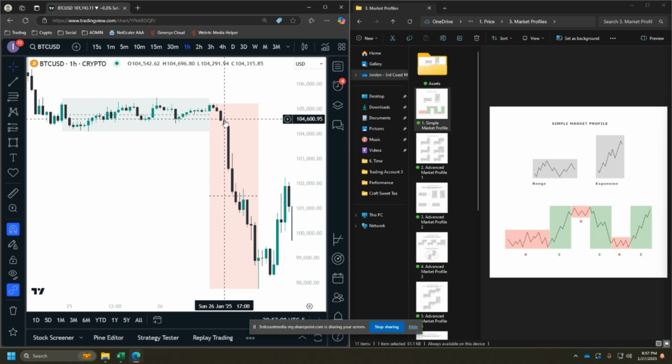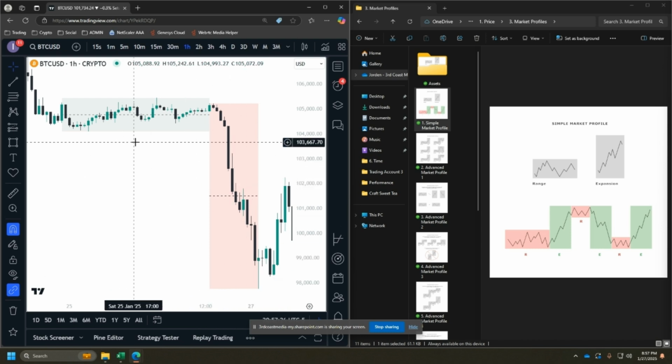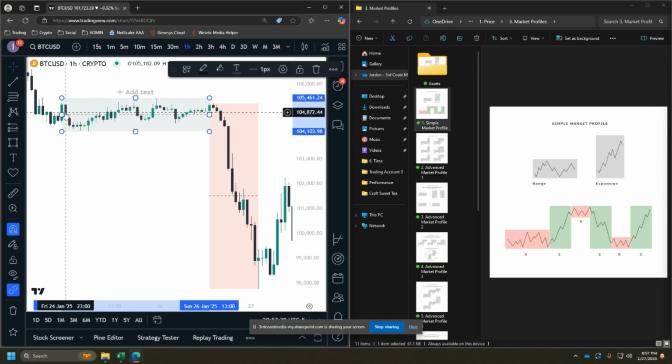If you look at the expansion, we have a bit of a pivot here before continued downward movement. So you can see that the range has a particular shape to it, and that comes from the sideways movement.